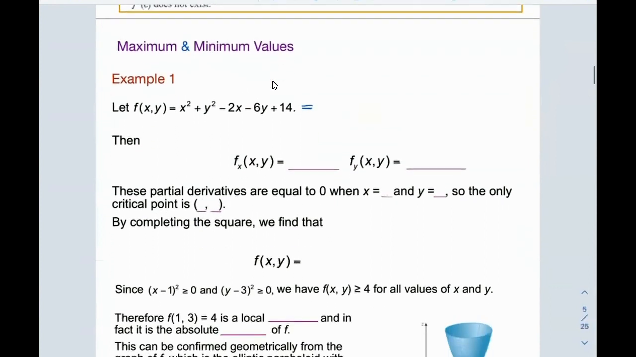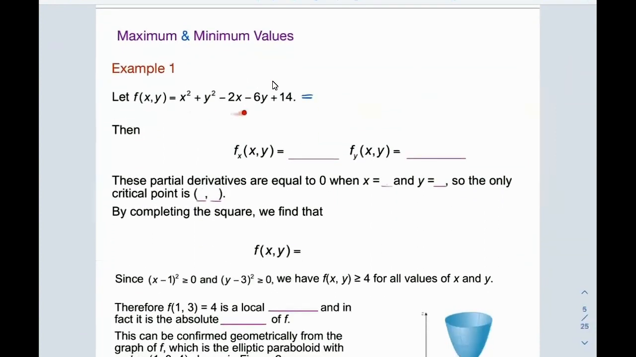Now let's try an example. This is a function of two variables, and we want to find the local max and min first. In order to do that, we should think about the domain first. What do you think is the domain of the function? Is this a polynomial function? Yes, so the domain is all of R2. There's no restriction on x and y.